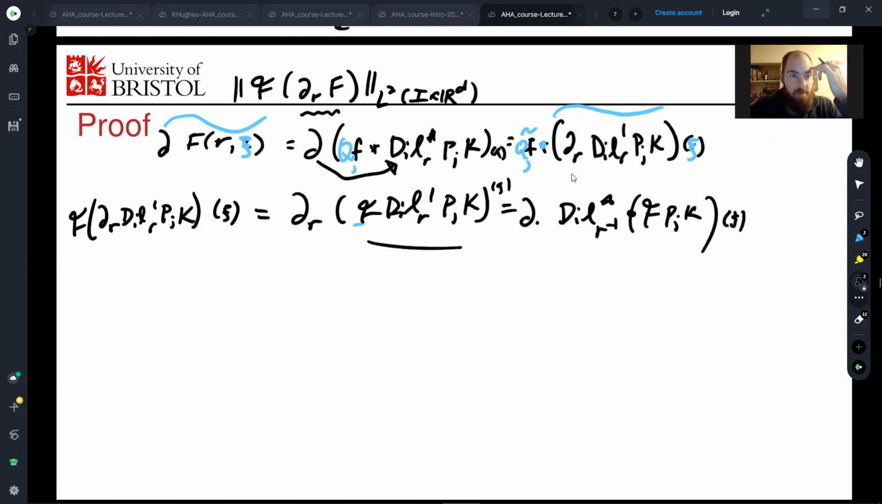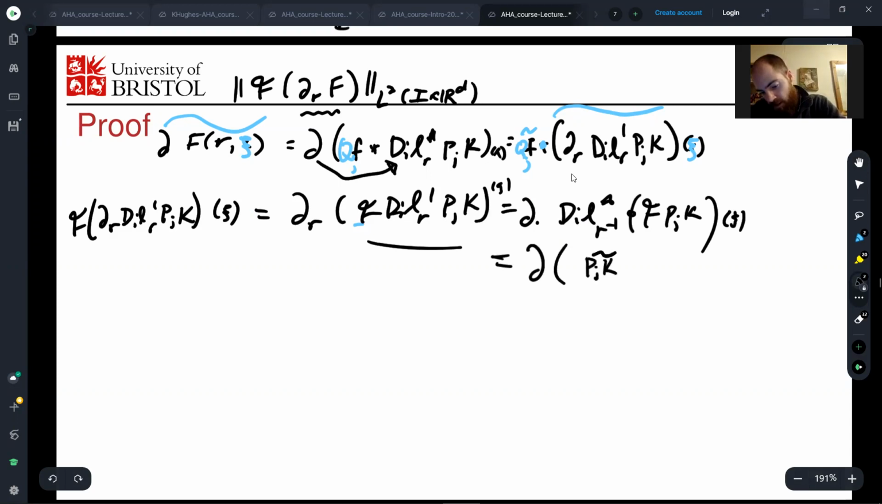Phew. Okay. Are there any questions so far? I've not done much at the moment, but now it's going to take a little bit of thought. So, right. Let's write this out a little bit. This is the partial of the Fourier transform of P_j k at r xi, right? And it's with respect to this r variable.